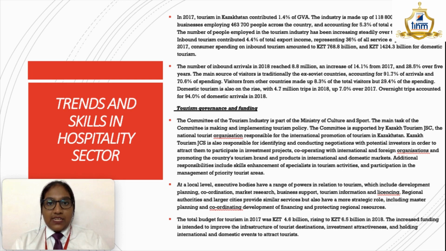Trends and skills in the hospitality sector. In 2017, tourism in Kazakhstan contributed 1.4% of GVA. The industry is made up of 118,800 registered businesses employing 463,700 people across the country. The number of inbound arrivals in 2018 reached 8.8 million, an increase of 14.1% from 2017 and 28.5% over 5 years. Visitors from other countries made up 8.3% of the total visitors, but 29.4% of the spending. Domestic tourism is also on the rise, with 4.7 million trips in 2018, up 7% over 2017.